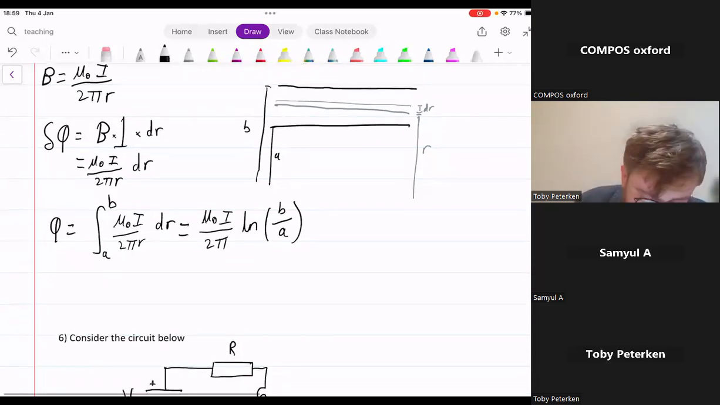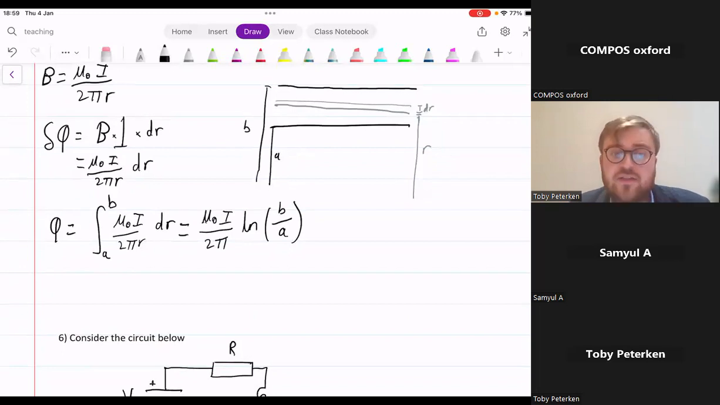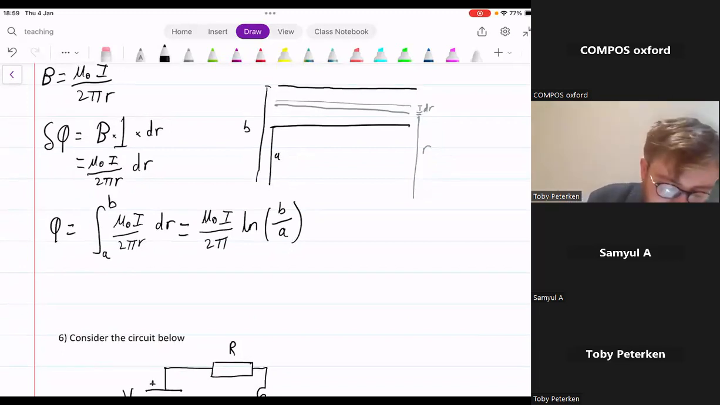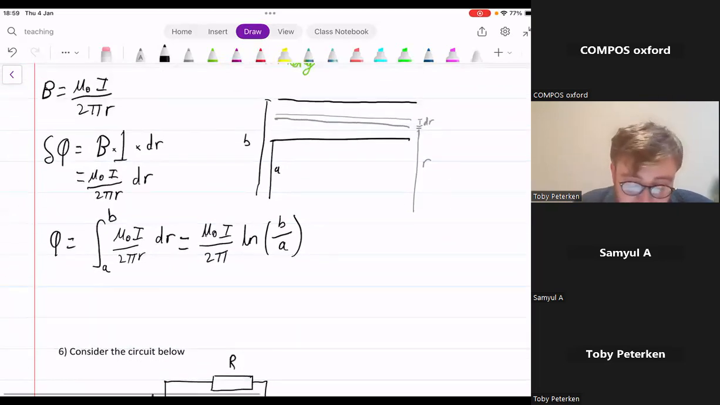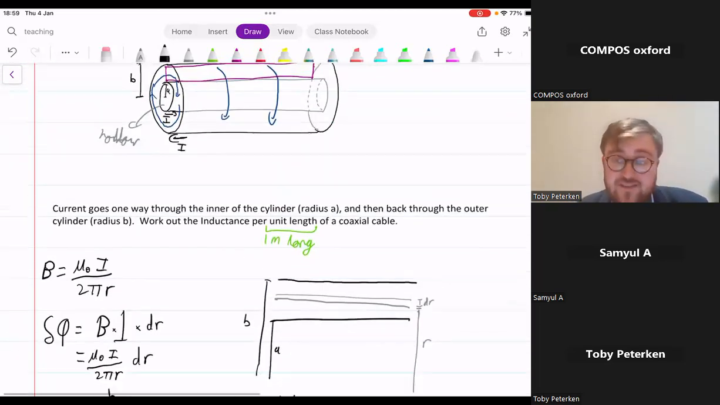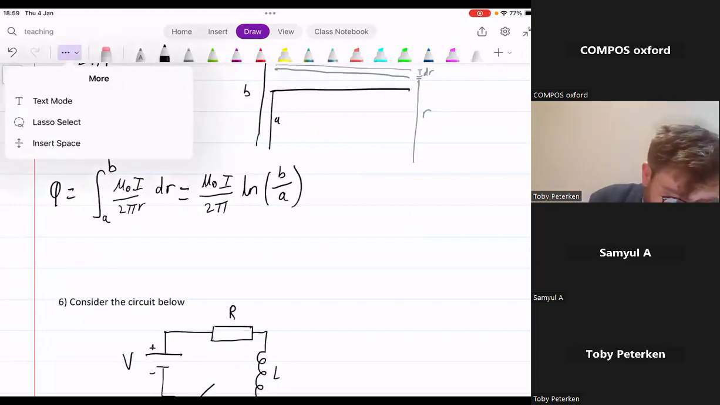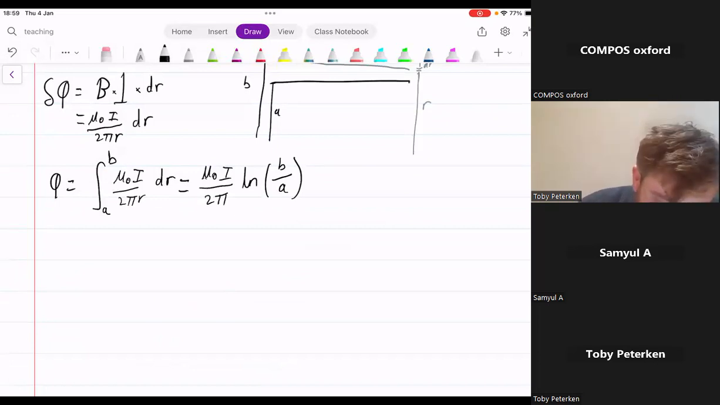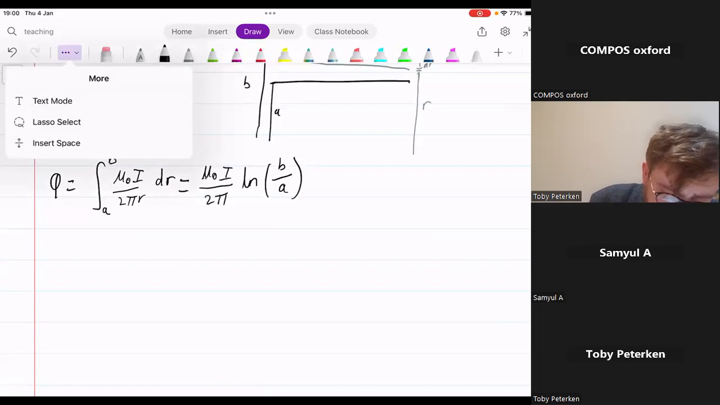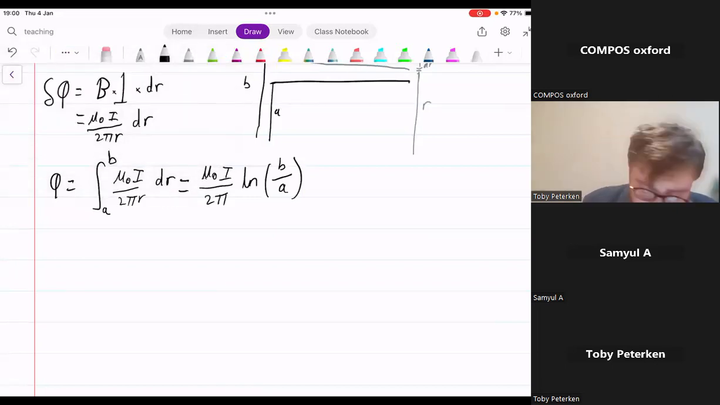where, yeah, I think you would have seen this integral before, or something similar enough. So this is the flux through this purple surface. Now, oh, and remember this is per unit length.